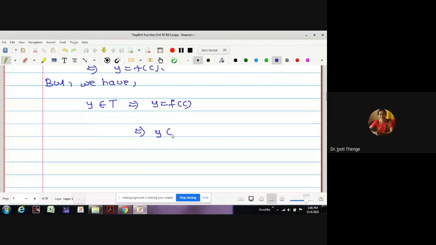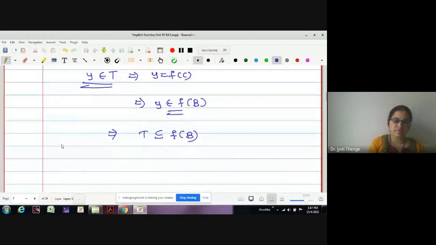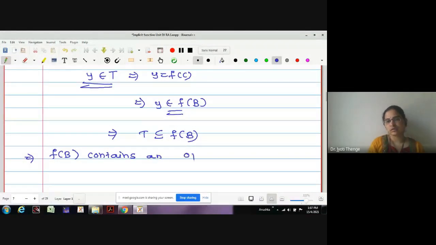If y is in f of B, what have we proved? Y is in T implies y is in f of B. Therefore, we have proved T is contained in f of B. That is, this implies f of B contains an open ball T. What is the center of this T?